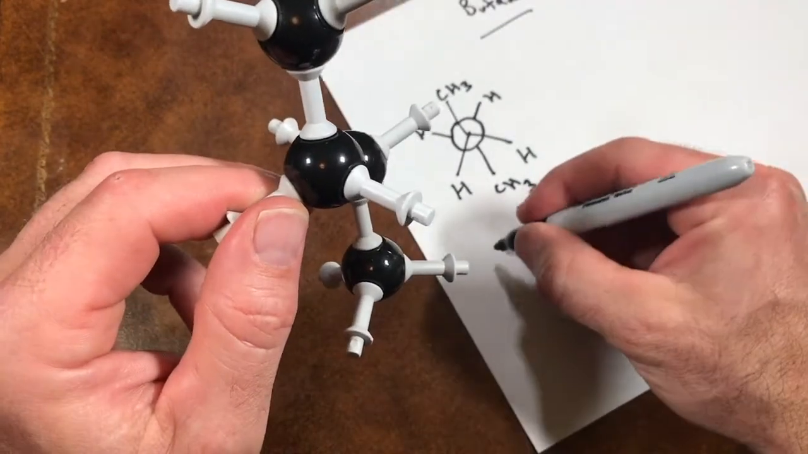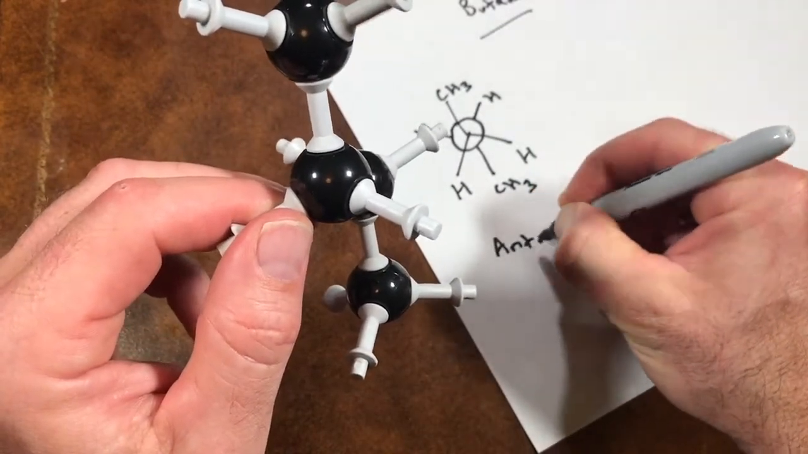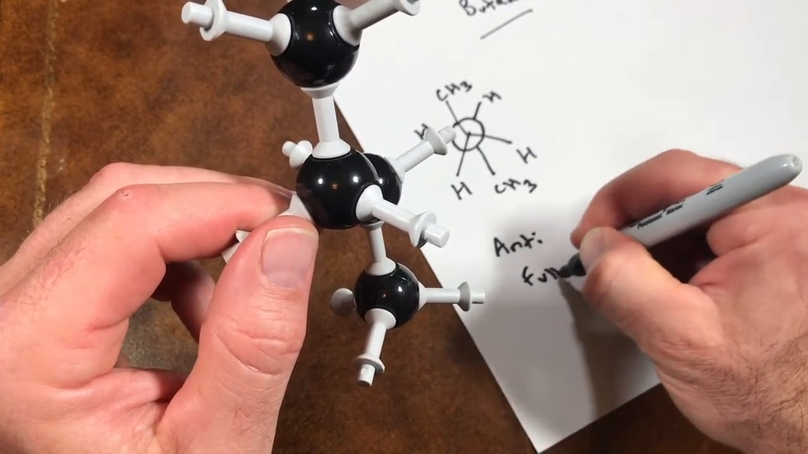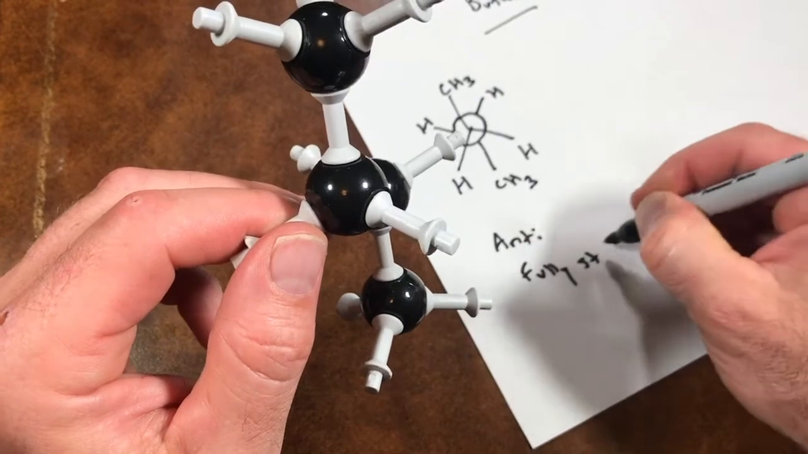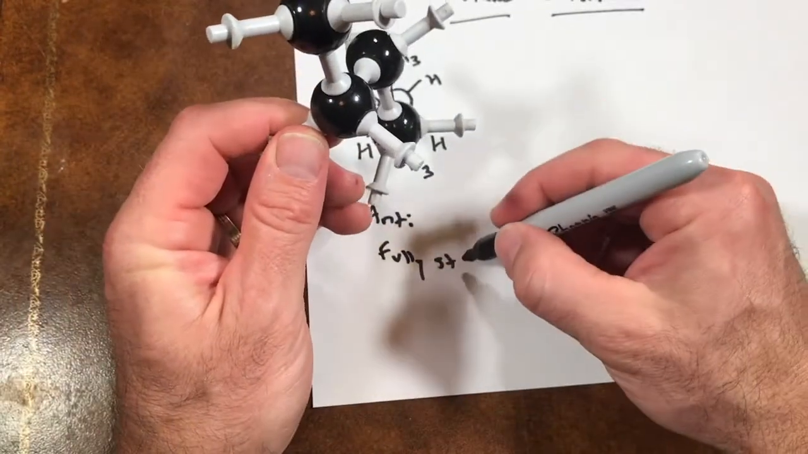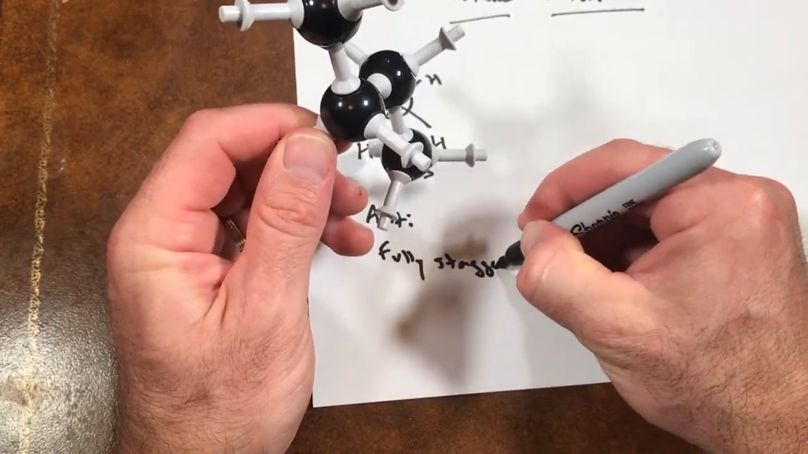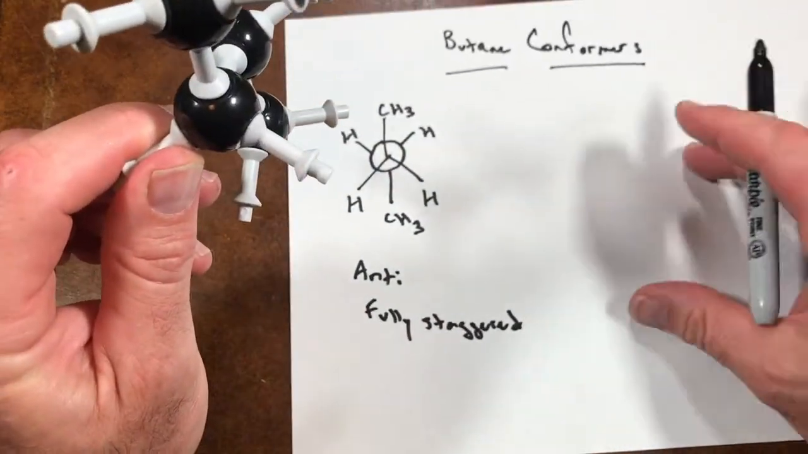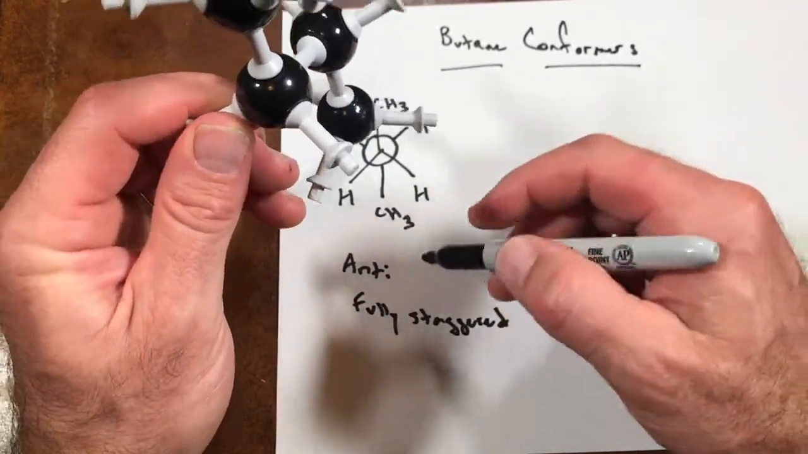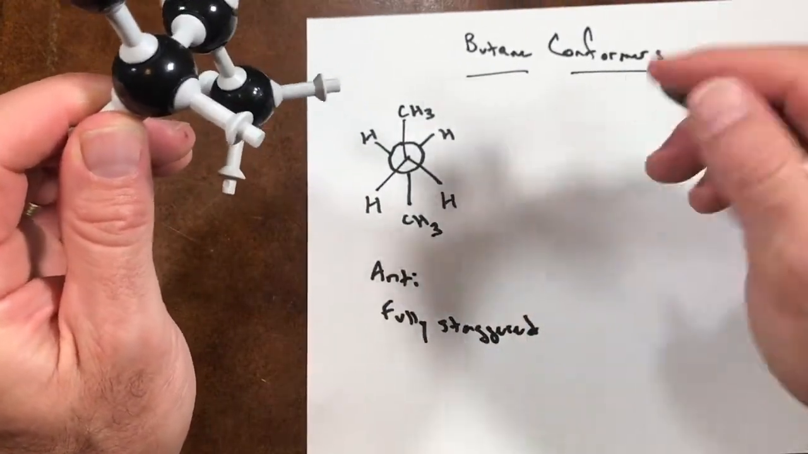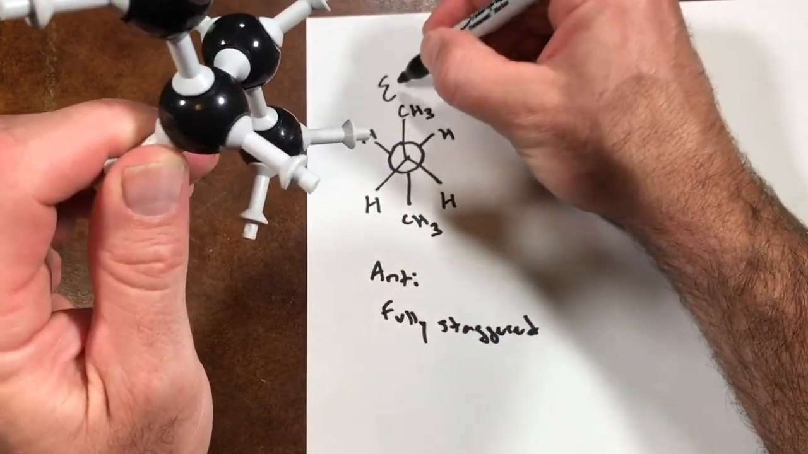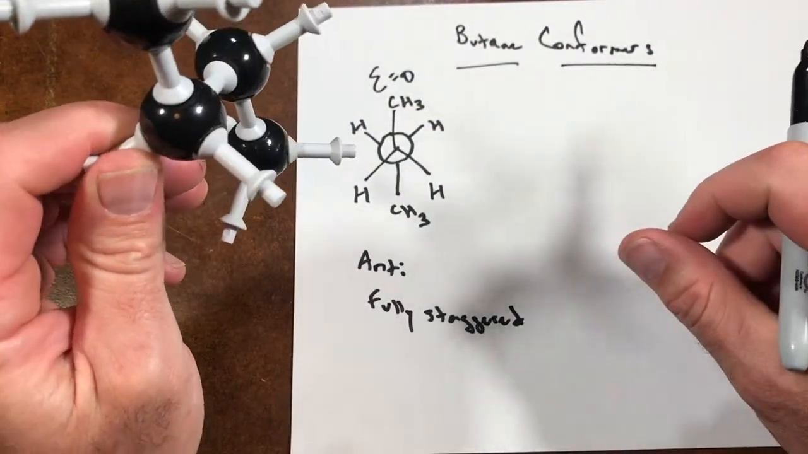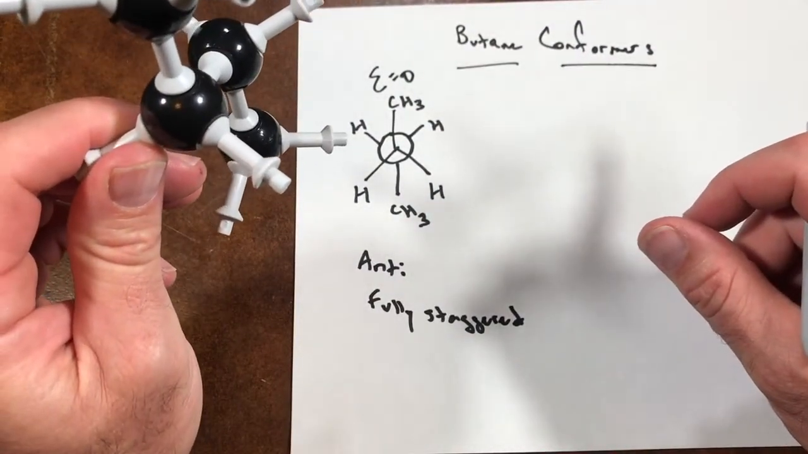So this thing is called anti, or you can also call it fully staggered. Oops, sorry, I'm tilting this to the side. Fully staggered. And as I look at staggered, I have no idea if I spelled that right, so sue me. So this guy, the overall energy difference, we're going to call that 0, right? We're going to put a 0 on our scale right there.